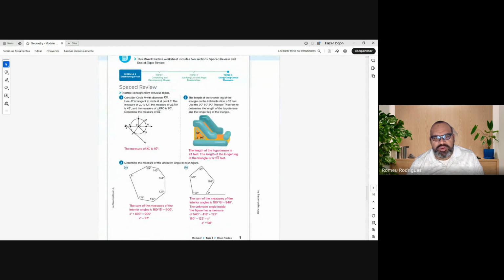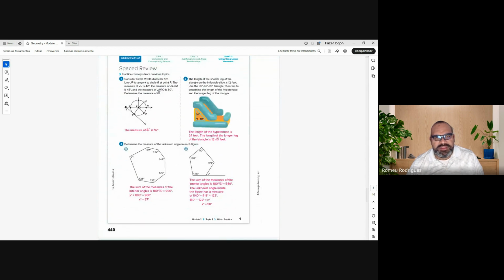Let's go to the next one. Here, some word problems. Just find the measure of the angle here with the given things. You will see KL is 97. Number 2, keep working on that. You know 36 is given, and you know the length of the side. You can calculate the hypotenuse.